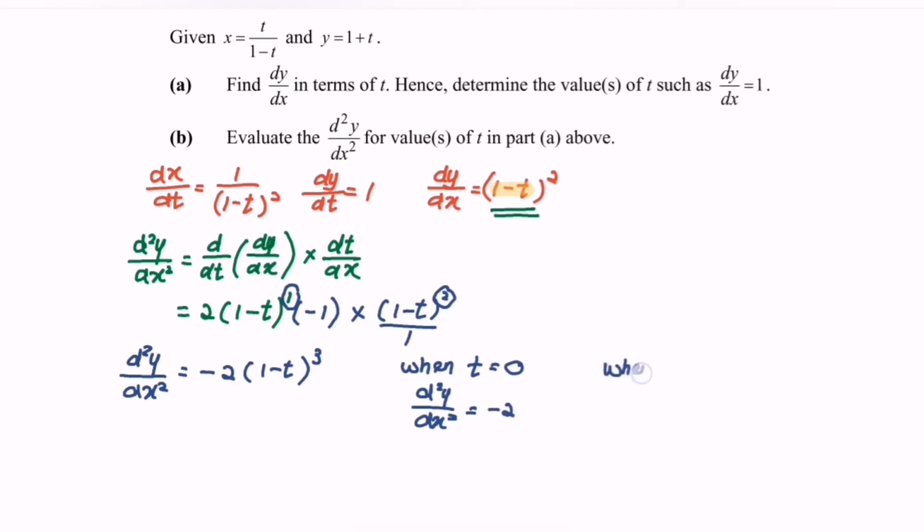When t is equal to 2, then the second derivative will be equal to, if we substitute the 2 in here, we will have negative 1. Negative 1 to the power 3 will still be negative 1. Multiplied with the negative 2, finally we will have the second derivative equal to 2.